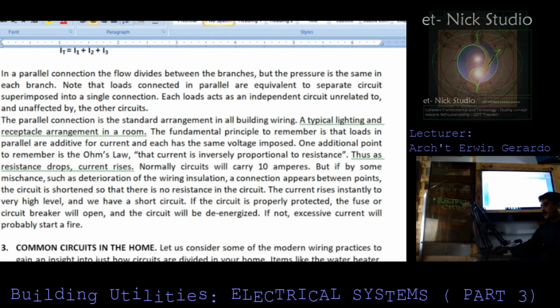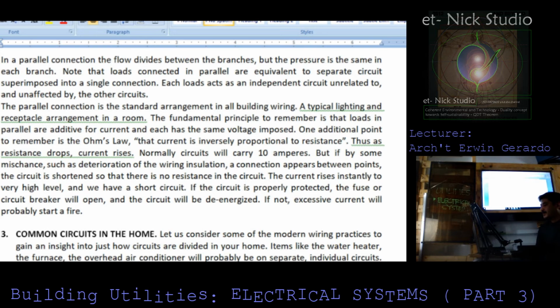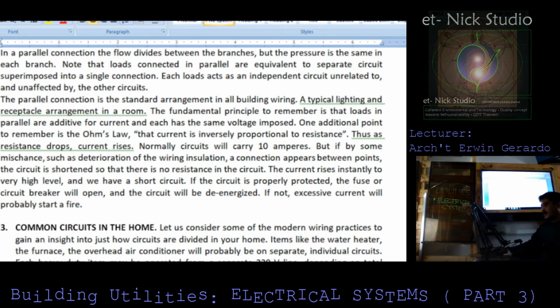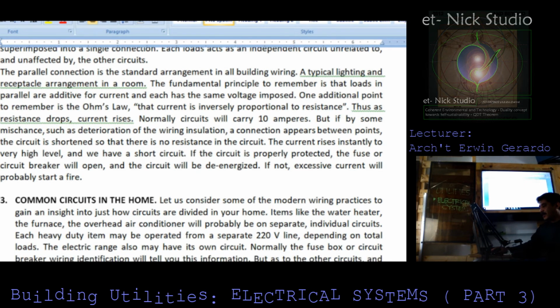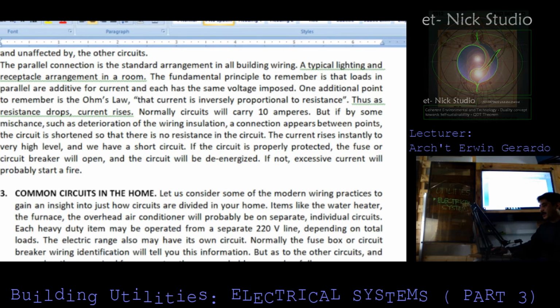Note that loads connected in parallel are equivalent to separate circuits superimposed into a single connection. Each load acts as an independent circuit that is unrelated to and unaffected by the other circuits. The parallel connection is the standard arrangement in all building wiring, such as a typical lighting and receptacle arrangement in a room. The fundamental principle to remember is that loads in parallel are additive for current, and each has the same voltage imposed. One additional point to remember is Ohm's law.